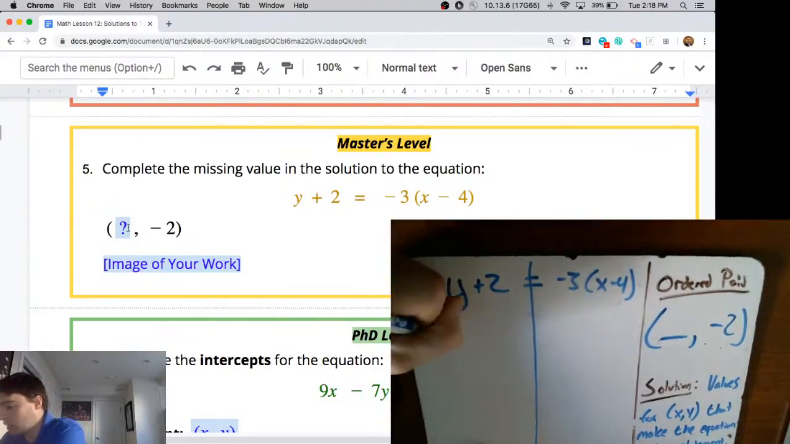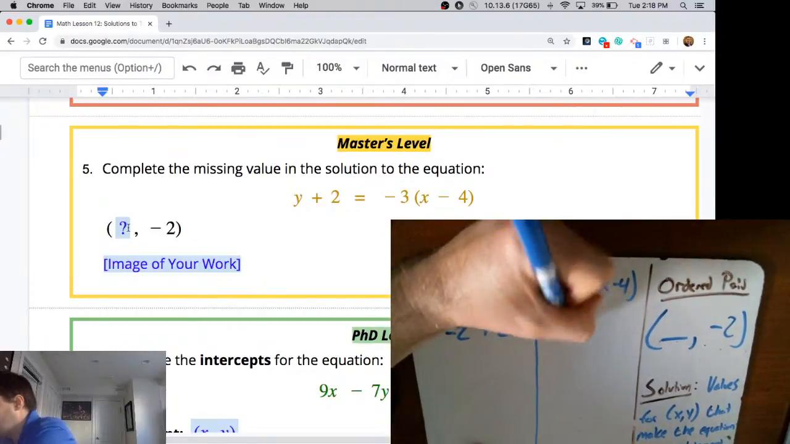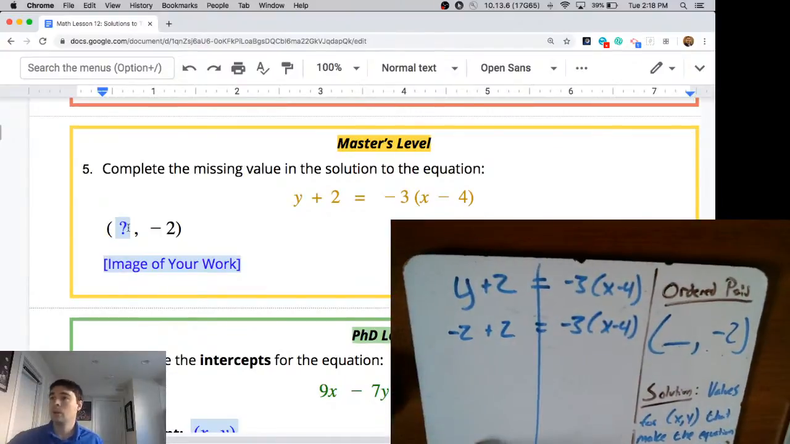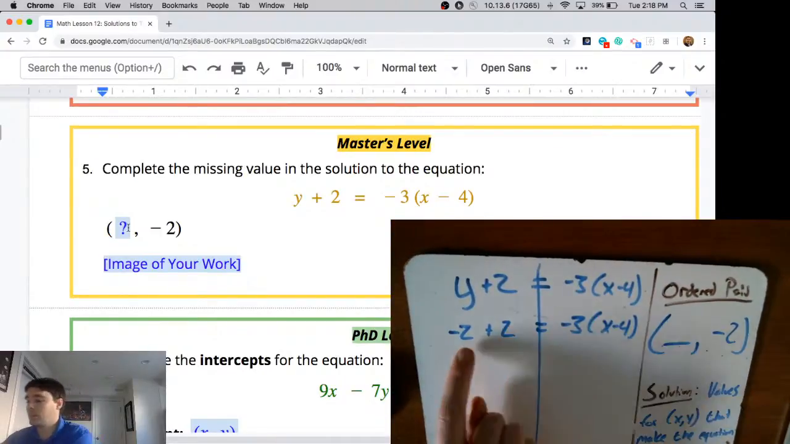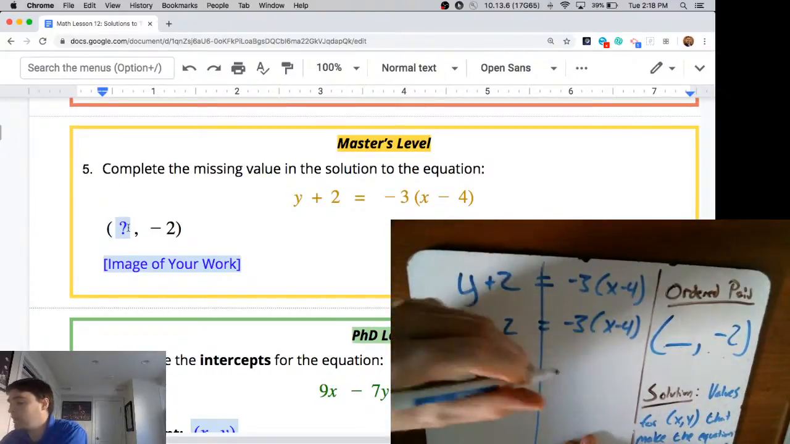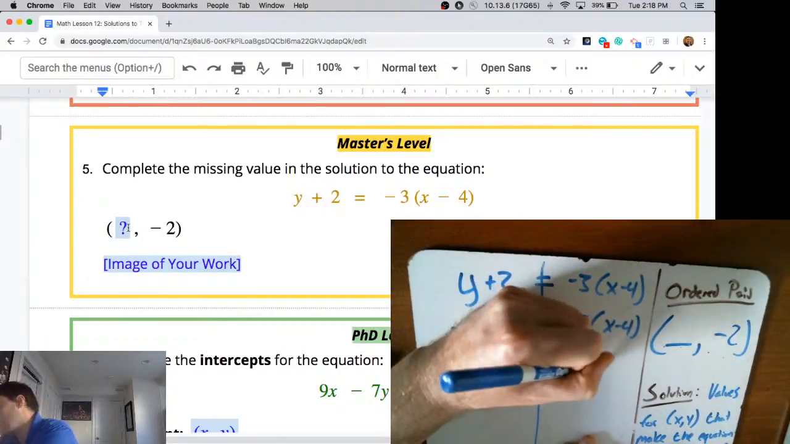The left side of the equation now says negative 2 plus 2. The right side still says negative 3 times x minus 4. Negative 2 plus 2, I'm going to just simplify the left side first here. Gives me 0. So 0 needs to be equal to negative 3 times x minus 4.